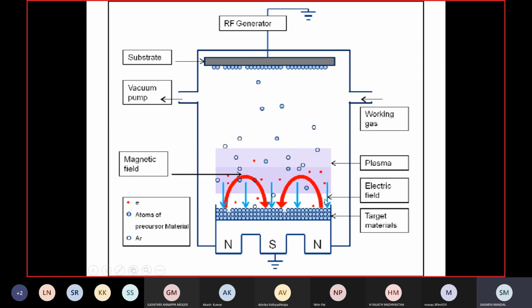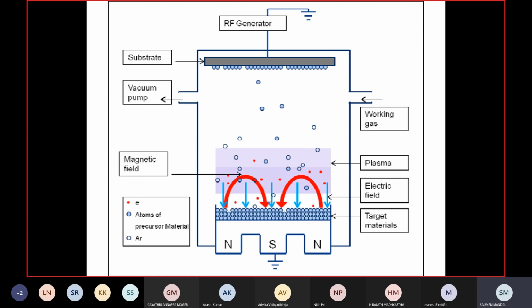and of course you need to apply a strong electric field to generate this plasma. This is a substrate holder, and the substrate or anode side should be grounded, and this is the vacuum pump action. Of course, at the beginning we should have a vacuum.